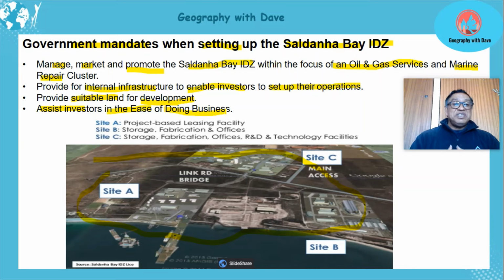Can you see it? Can you see here, Lannis? A, project-based leasing facility where they could borrow. B, storage, fabrication, and offices where they could store things. C, storage, fabrication, offices, and technology facilities that are offered. Can you see all these facilities that are offered to them to attract them into the area?